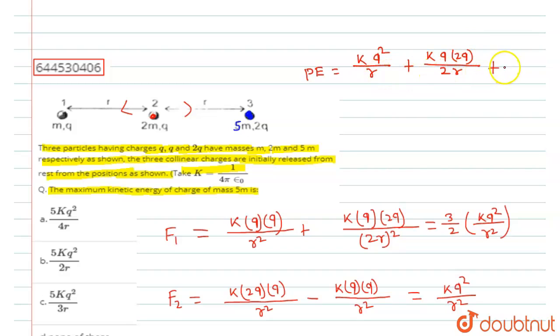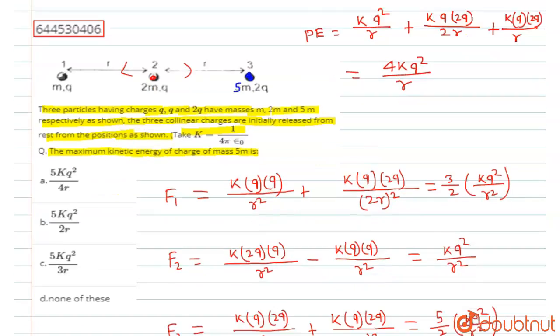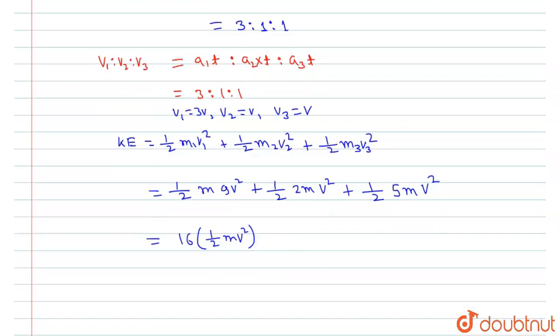Now 2 and 3. 2 and 3 is equal to K Q into 2Q divided by R. So after solving this we can find the potential energy of the system, and this is equal to 4K Q square divided by R. This we can write. Clear? Now this kinetic energy should be equal to the potential energy, and this is equal to 4K Q square divided by R.